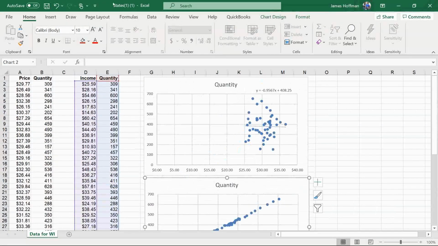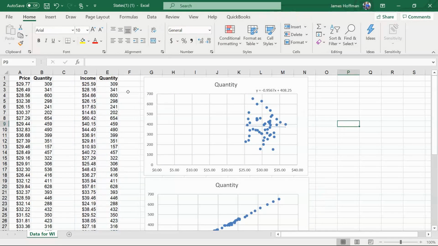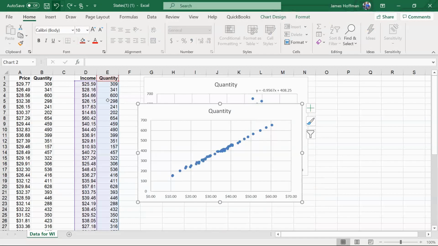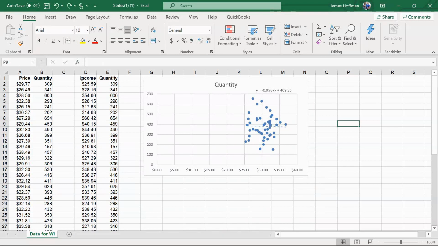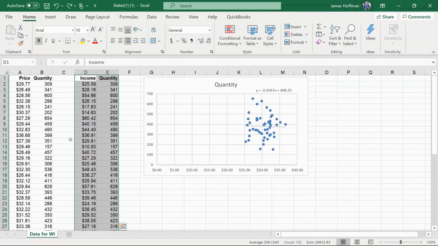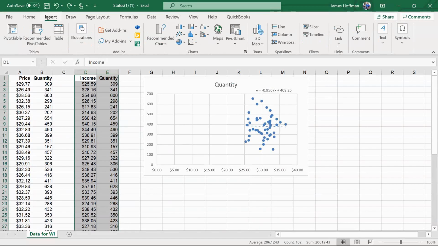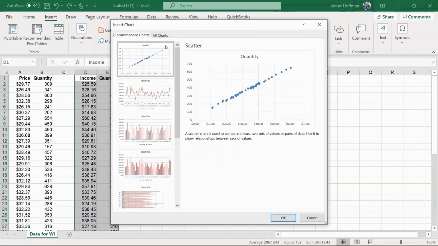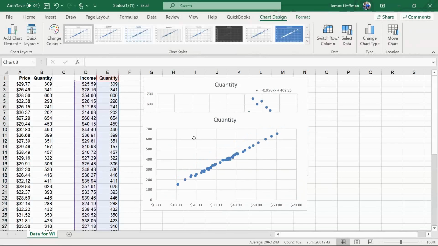And then I just did the same thing, scatter plot, like insert recommended charts, then choose the scatter plot option. So here, I'm selecting income and quantity, the D and the E column. And then insert and recommended charts, and the first one is scatter, hit OK. At first, they look similar.